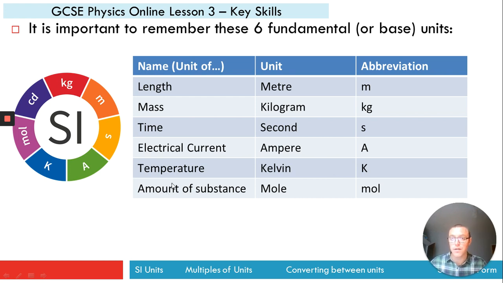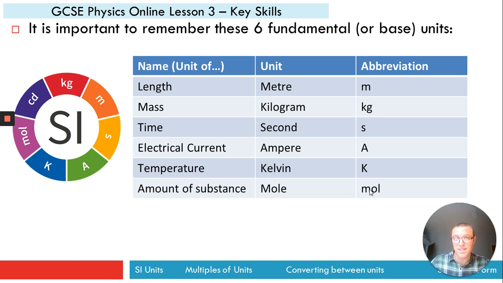And for the amount of a substance, you may have seen this already in chemistry, you will look at this an awful lot in chemistry. For the amount of a substance, the unit is something called a mole, and the abbreviation is all lowercase mol. So you just have to learn this table. You may like to make some flashcards after the lesson is finished for helping you to remember these quantities and units and abbreviations if you don't know them already.